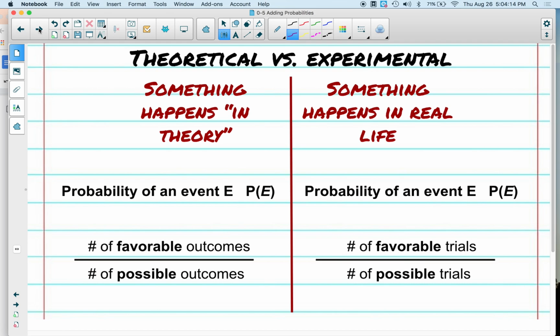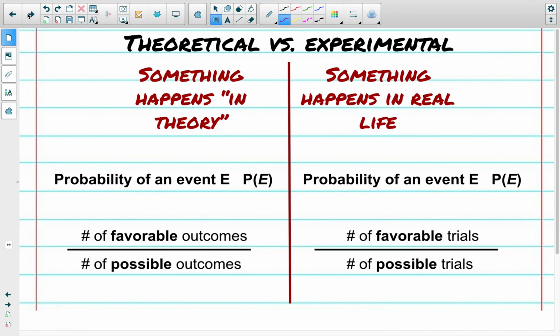Okay, and some notation to get familiar with looks like this: P, and then parentheses, another letter inside. We read this as the probability of an event E. Sometimes you'll see the letter A, the letter B, but that's read as the probability of an event. In general, we just take the number of outcomes that we want for a specific situation and divide it by the total number of possible outcomes.